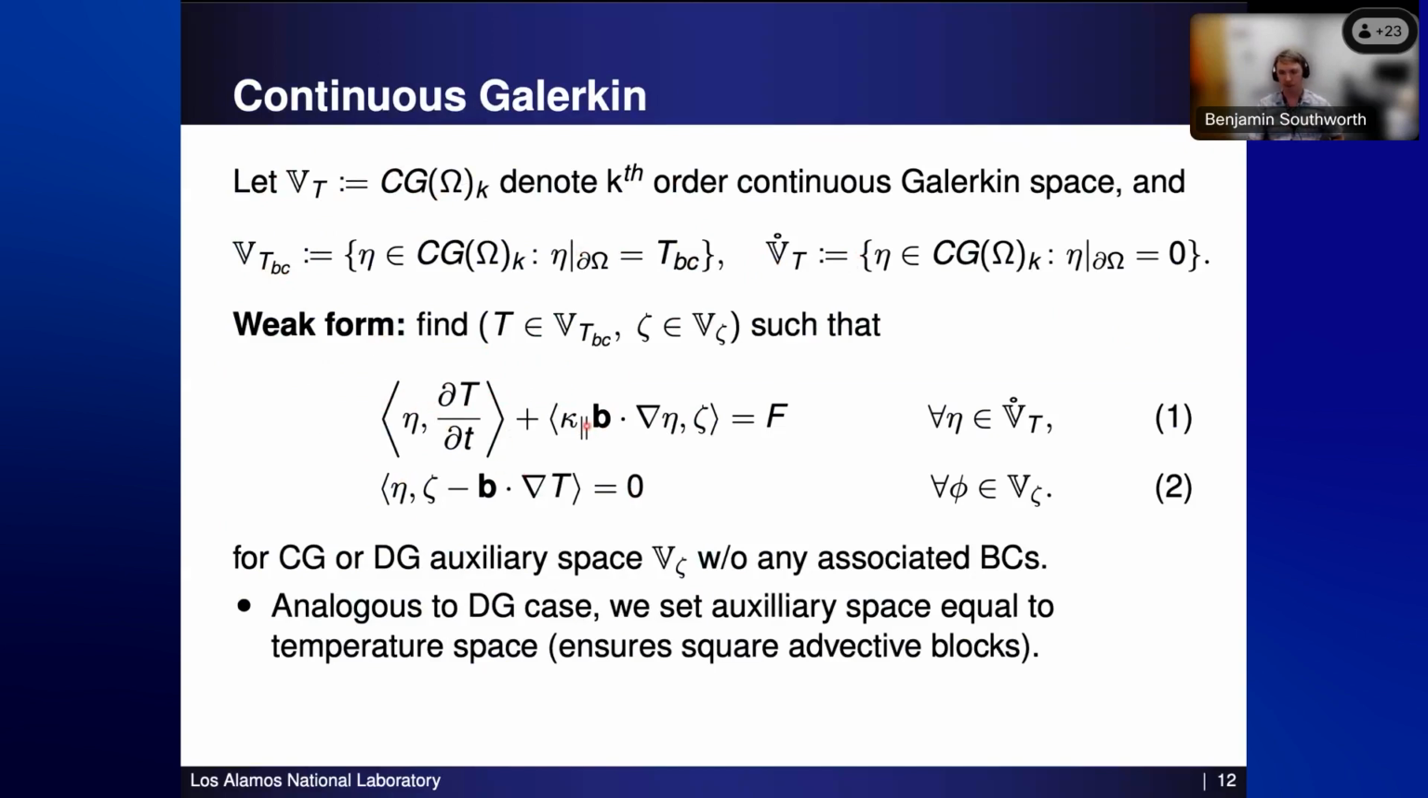Again, we dropped the isotropic components. So we have these two transport operators, directional B dot grad eta and B dot grad T in the auxiliary equation. And then here, in principle, you can choose whatever auxiliary space you want. It can be CG or DG with different orders. Similar to DG, for the purposes of focusing on the advection solver, we choose the auxiliary space to equal that of the temperature space. And that way we have square advective blocks that, in the case of open field lines, are invertible.